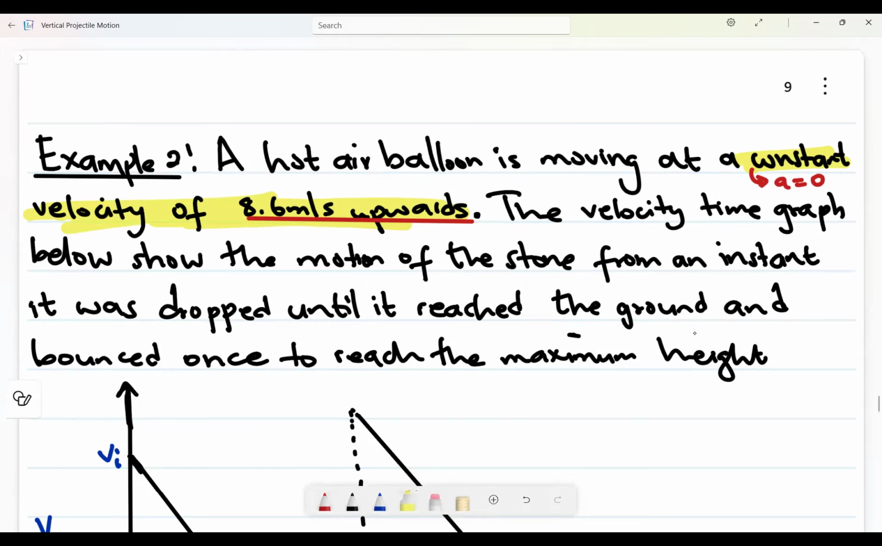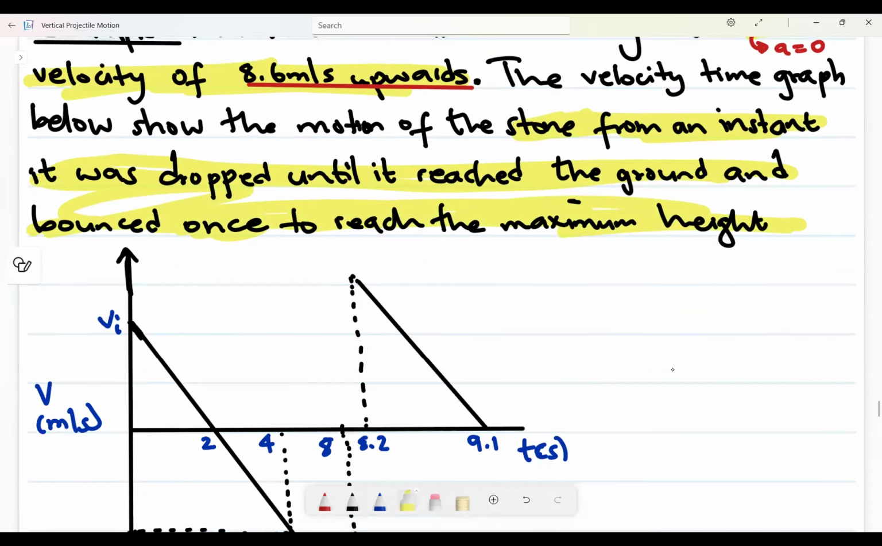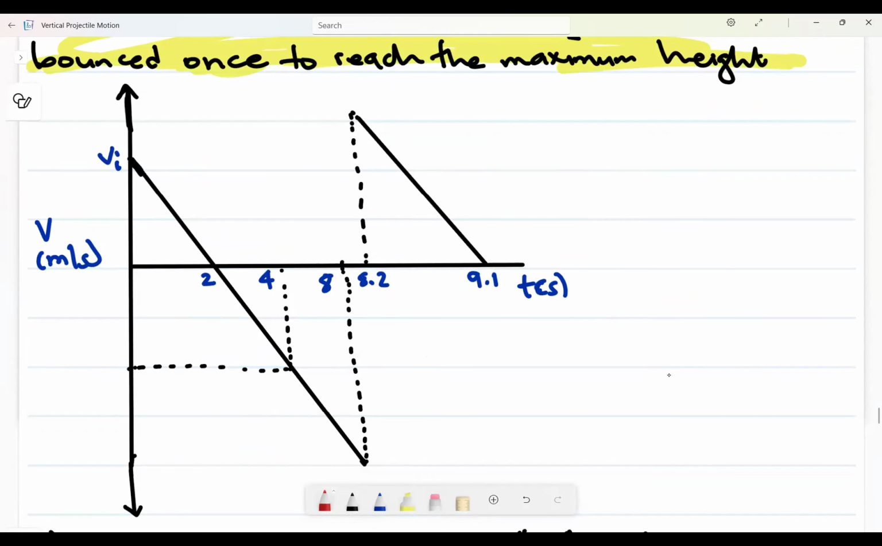Then we are told the velocity time graph below shows the motion of the stone from the instant it was dropped from the hot air balloon until it reached the ground and bounced once, to reach the maximum height. Good. Now, I want us to interpret this. This is the moment it was dropped. Let's draw a trajectory for this one.